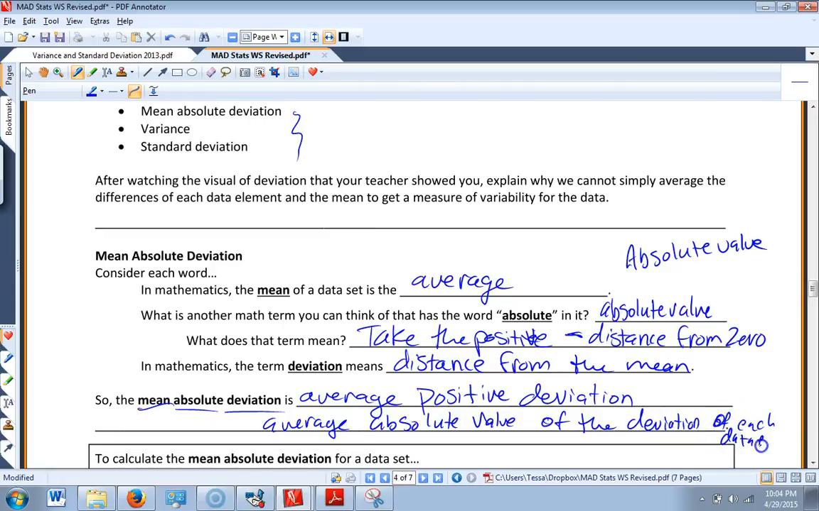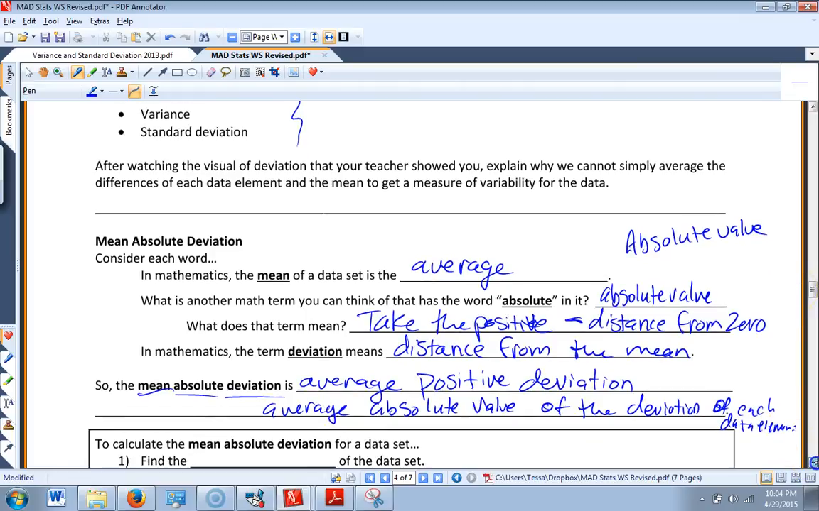Data element. An element is another tricky word that we use to talk about any one piece of our data set. So in our data set, 85 would be an element of the set.